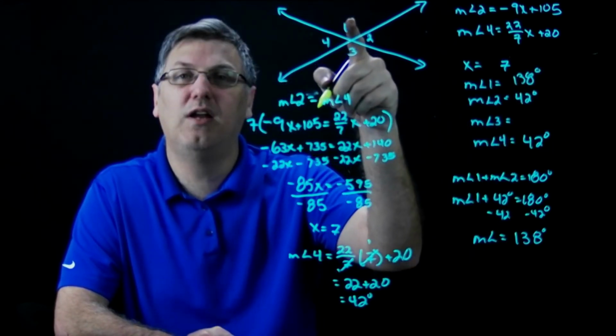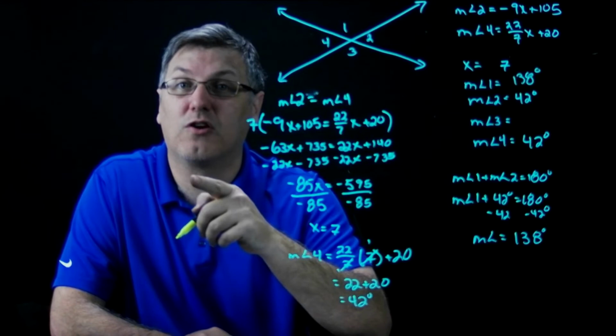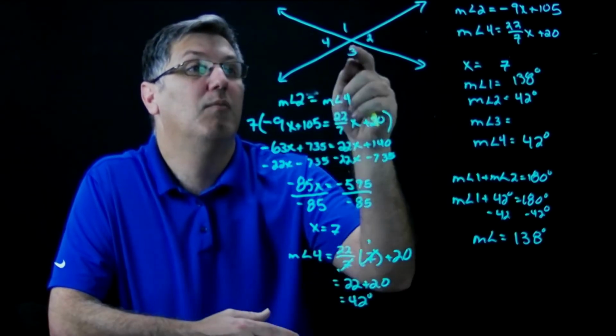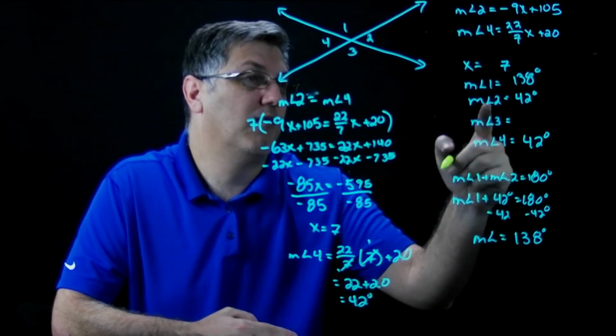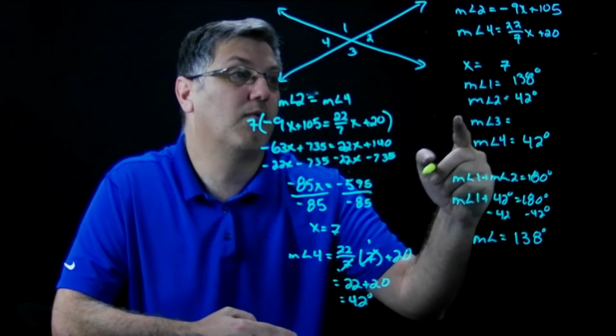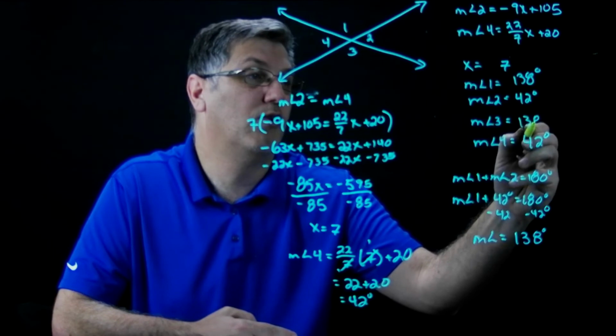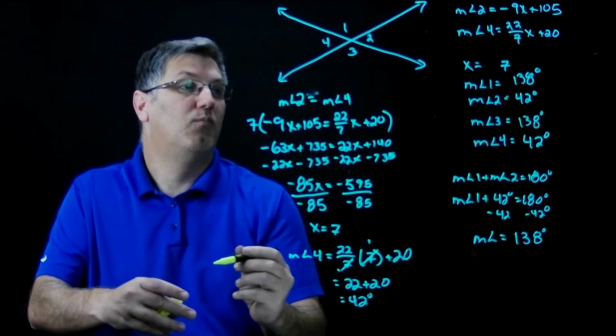So the measurement of angle 1 is 138 degrees. Now, angle 1 here and angle 3, they're vertical angles, so they're congruent. So I don't need to do any math because angle 1 is going to equal angle 3. So the measurement of angle 1 equals the measurement of angle 3. This is 138 degrees. Pretty straightforward problem.